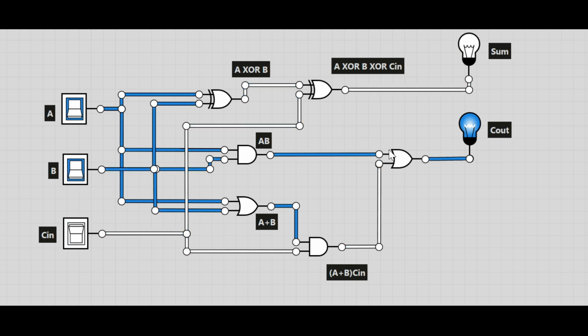Now 1 1 0, again sum is 0, carry out is high. Now 1 1 1, you can see everywhere it is high. In the last XOR gate, you have different inputs. In the first XOR gate, both inputs are high, therefore the output is 0. But in the second XOR gate, the inputs are different, therefore the output is high. So this is sum 1, carry out 1. And this is the animation of the full adder.